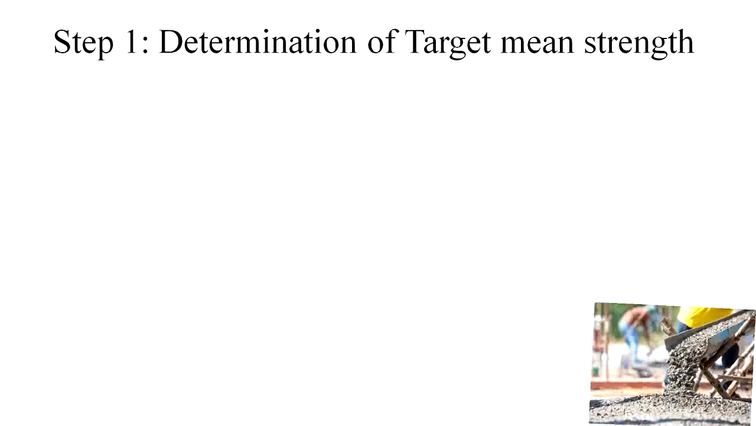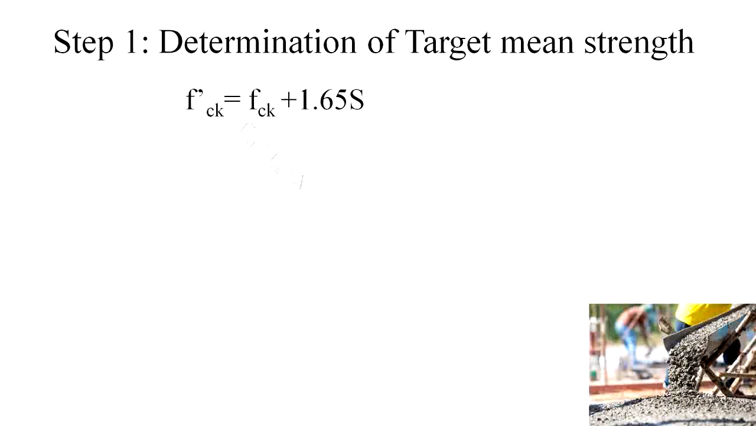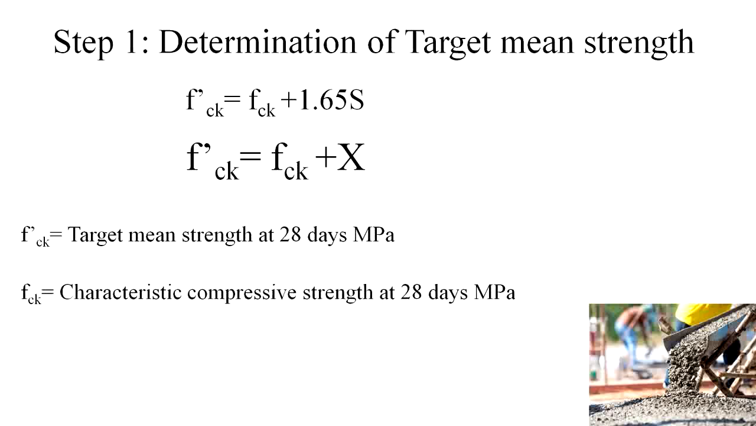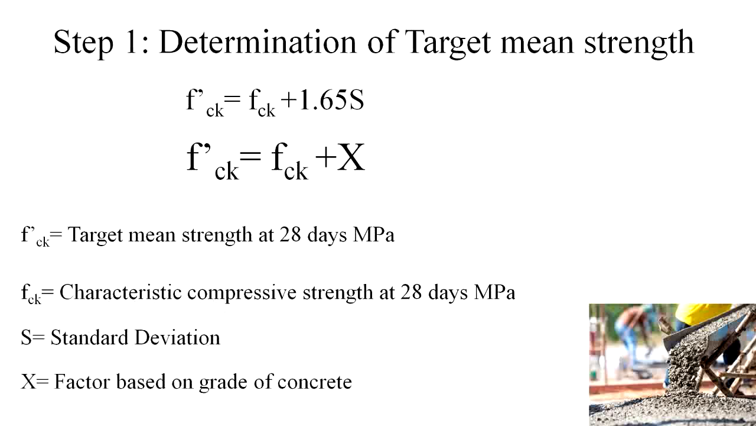The target strength should always be greater than the 28 days compressive strength. For this, the code IS 10262 of 2019 version gives two expressions, where f_ck dash is nothing but the target mean strength at 28 days, f_ck is the characteristic compressive strength at 28 days, S is the standard deviation, and X is the factor based on concrete.